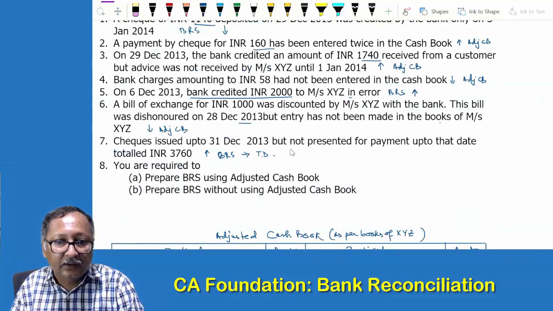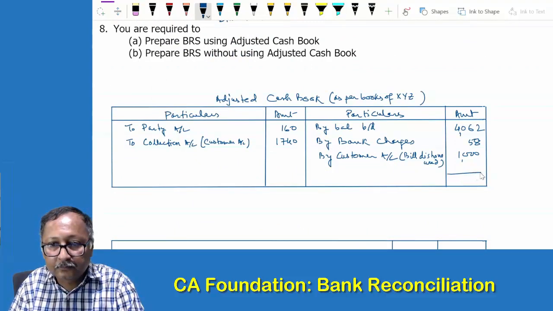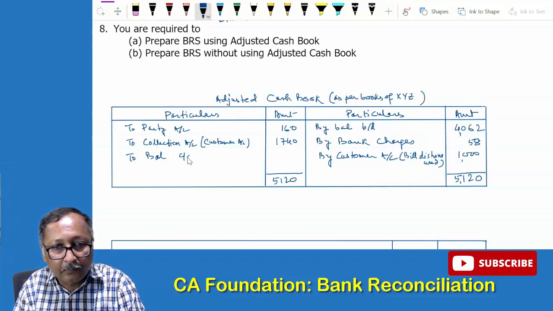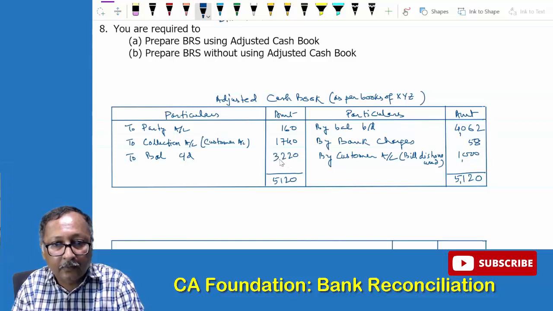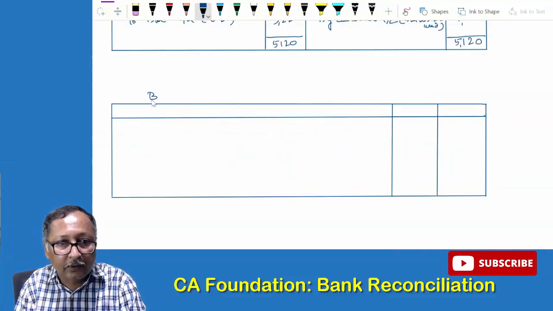Checks issued but not presented. This is a BRS item, so you can now take the balance of this adjusted cash book. This is 5120. The total is coming. So we'll take this total 5120 and do the balancing to balance. It comes to 3220. So this balance we will take. This will again be the OD balance. We'll take this balance and do the reconciliation. Here we'll do the reconciliation.